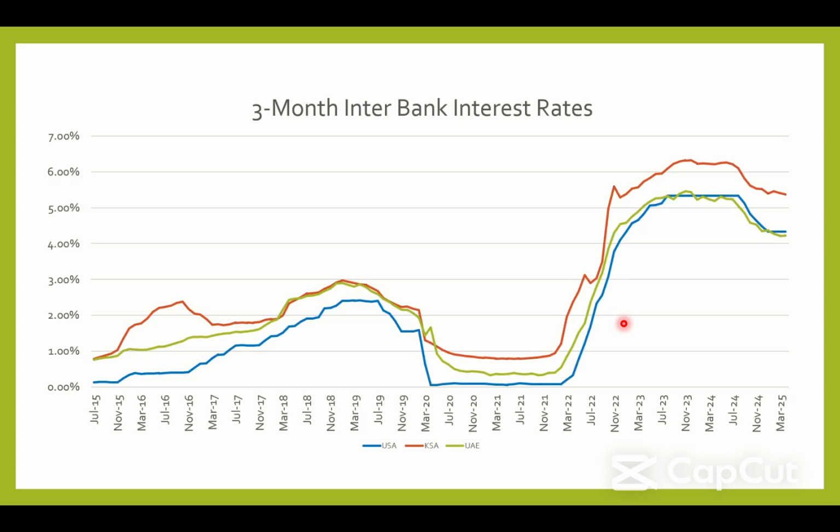Okay, so this is the chart for the 3 months interbank rate for UAE, USA and Saudi Arabia. As you can see, the interbank rates are all moving together. The blue line is USA, the red line is Saudi Arabia, and the green line is the UAE.